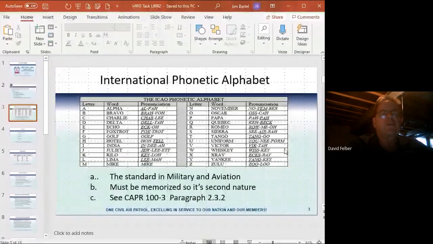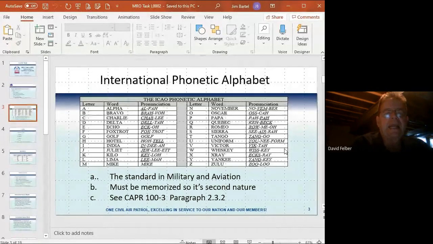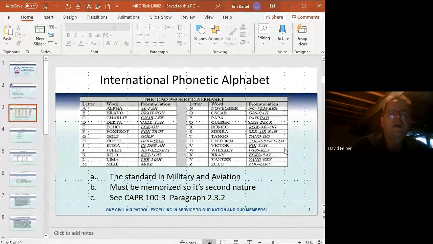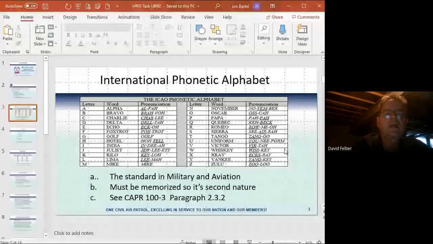The International Phonetic Alphabet is standard in military and aviation. After you use it a while, you will memorize it. Try to use it often. Alpha, Bravo, Charlie, Delta, Echo, Foxtrot, Golf, Hotel, India, Juliet, Kilo, Lima, Mike, November, Oscar, Papa, Quebec, Romeo, Sierra, Tango, Uniform, Victor, Whiskey, X-Ray, Yankee, and Zulu.